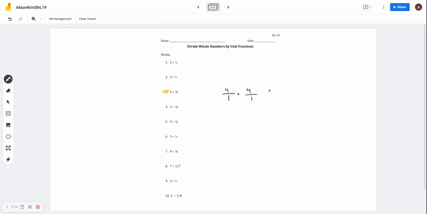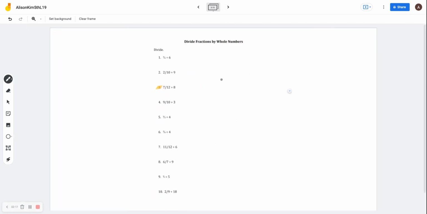Now we just follow the property, which is just multiplication. So when we do that, it will be 4 times 4, which is 16, over 1 times 1, which is 1. So it'll be 16 over 1, which is the same thing as 16. So your answer will be 16 for number 3. When you're dividing, you just need to remember that rule: your dividend stays the same, the division sign turns into multiplication, and the divisor will always be turned into its reciprocal.